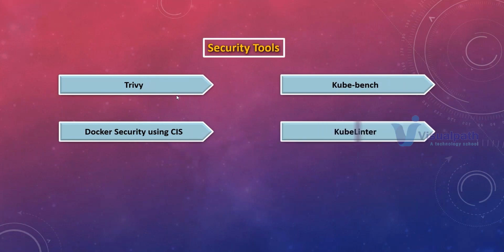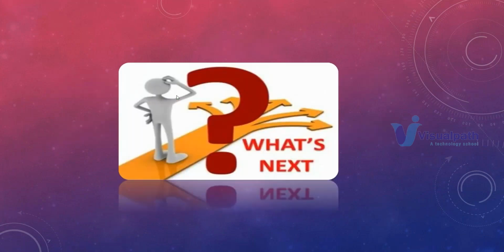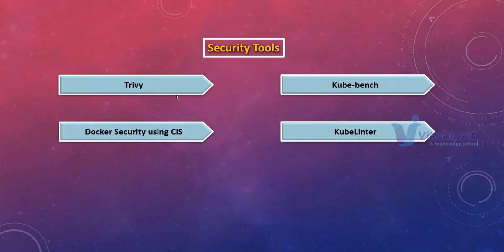And moreover, we'll be using kubelinter as well. For example, I'll be writing some YAML files, and whether you have written all the required parameters as per your organization, and then you're applying it or not. To identify them, we'll be using kubelinter. Okay, so these are security tools which are related to Docker and Kubernetes.